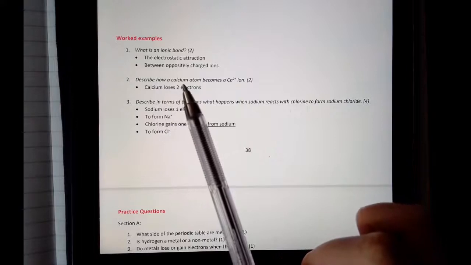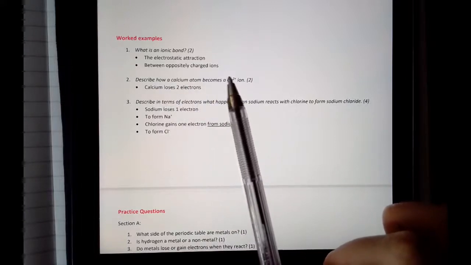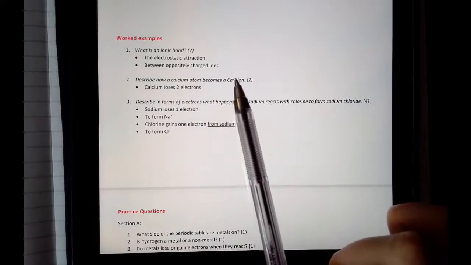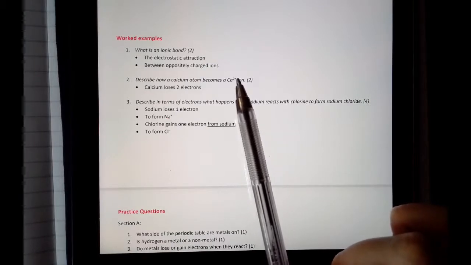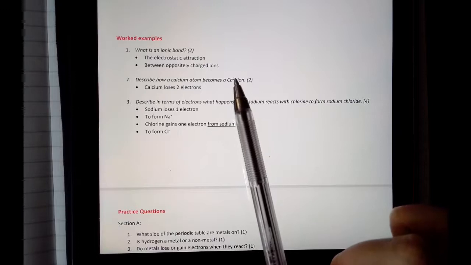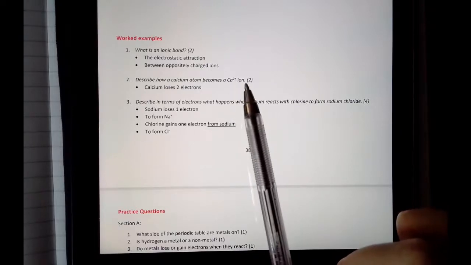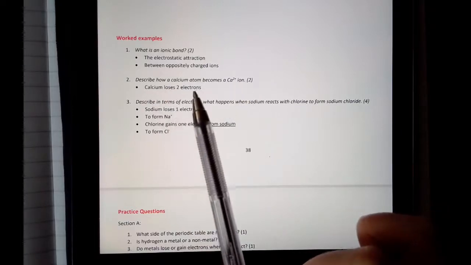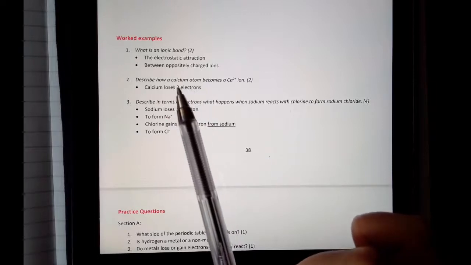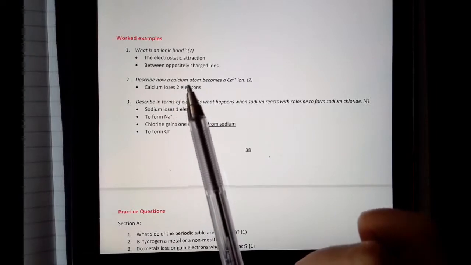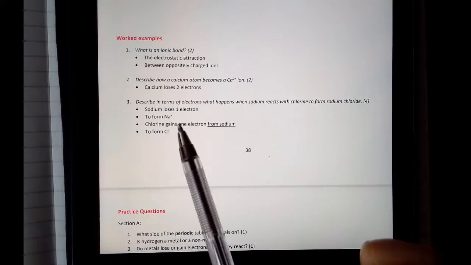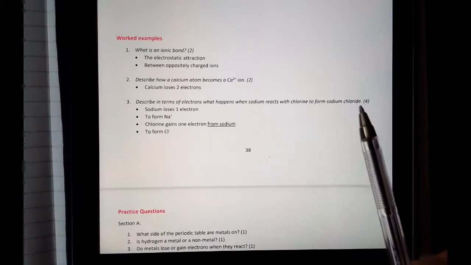Another common question, describe how an atom becomes an ion. In this case, we're talking about calcium. Calcium's got a 2+ charge. The plus tells you it's lost electrons. The 2 tells you it's lost 2 electrons. You get 2 marks for this. You get 1 mark for saying calcium loses electrons, but if you specify that it's losing 2 electrons, you'll get your second mark.